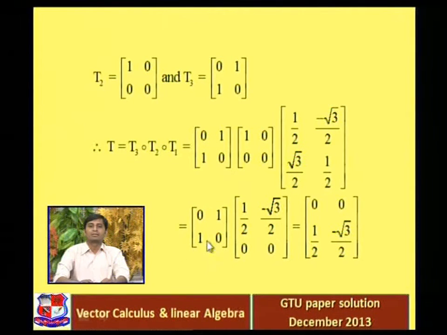And then pick up the second row of the first matrix, 1 into 1 by 2, and multiply with each column of the second matrix: 1 into 1 by 2 plus 0 into 0, so that is 1 by 2, and then 1 into minus root 3 by 2 plus 0 into 0, so you will get minus root 3 by 2. So this is our final matrix, 0 0 1 by 2 minus root 3 by 2. So this completes the solution of the first part, the A part, right?